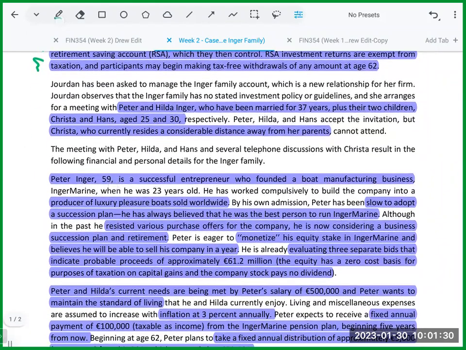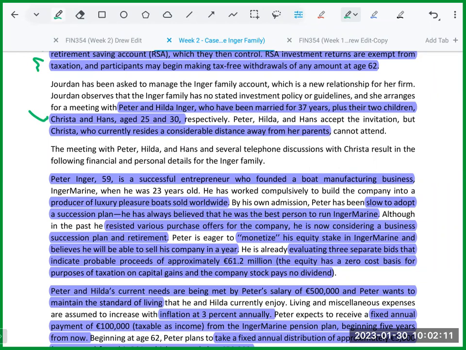Now moving on, you have been asked to manage the Inger family's account, and you have arranged a meeting with Peter and Hilda, who have been married for 37 years, and they have 2 kids. They mention that the kids are 25 and 30. So the age matters, because the kids are not super young. Peter and Hilda don't really have to pay too much for the kids. Maybe they might want to do something, but at least the kids are already adults. So something to take note of.